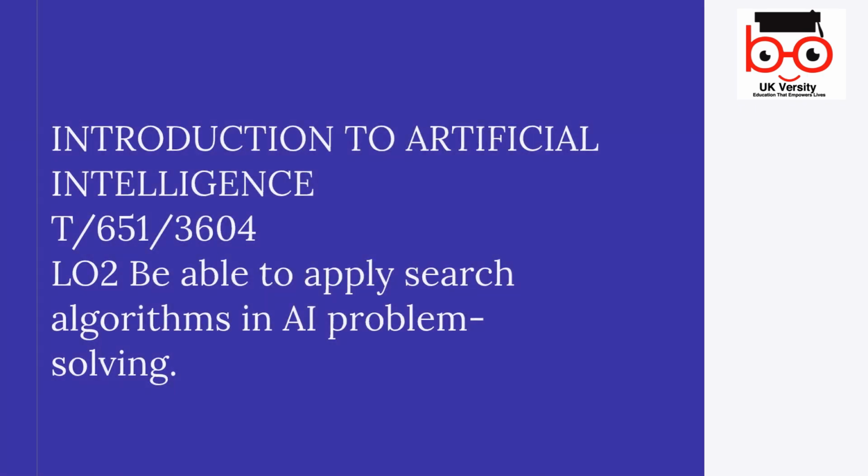How does an artificial intelligence system move from a starting point to a solution? Search algorithms make that possible by exploring states, testing actions, and working toward a goal. You will see the main search methods, how path quality is judged, and how these ideas are applied in practice.